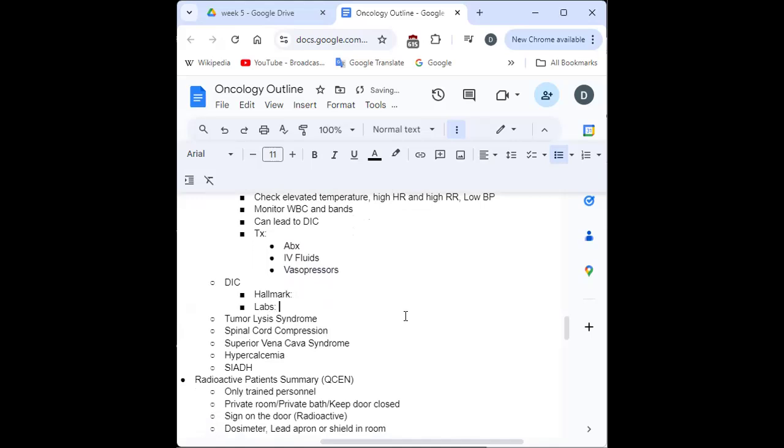In that one, your hallmark lab would be your D dimer. Your D dimer would be high, which signifies that there used to be a clot at some point. There are two hallmark physical symptoms I'm thinking about, and they go directly with the clotting cascade.